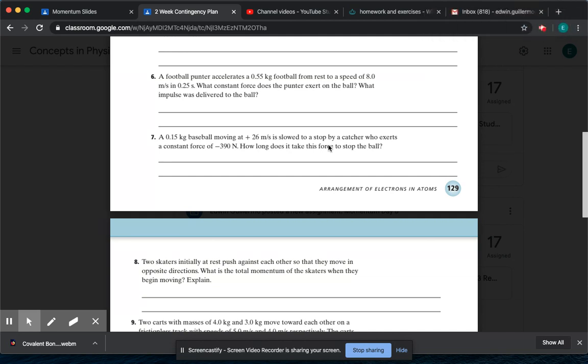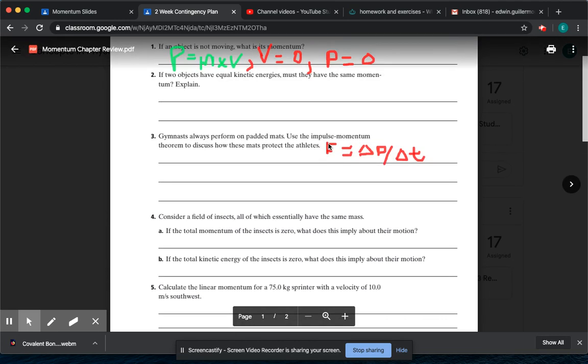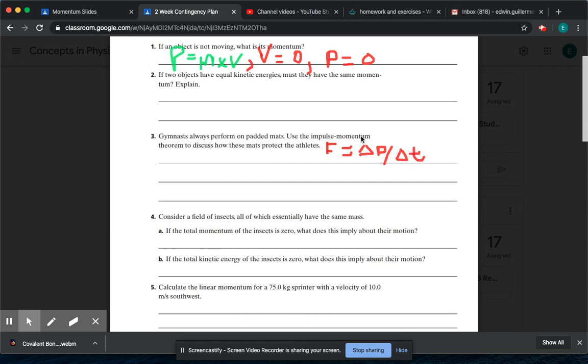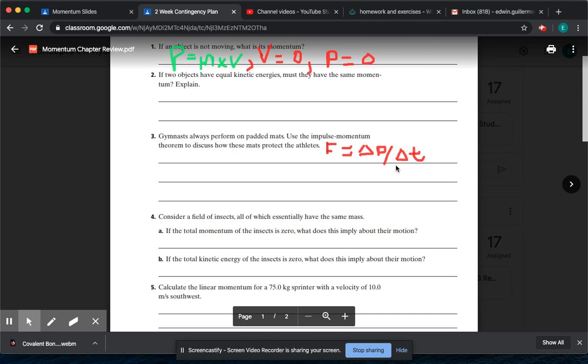We learned the momentum equation, which is m times v. And we learned the impulse theorem, the one we were just looking at. F is equal to delta P divided by delta T. This is the only equation that has time in it. So just know that this is the equation we have to use.